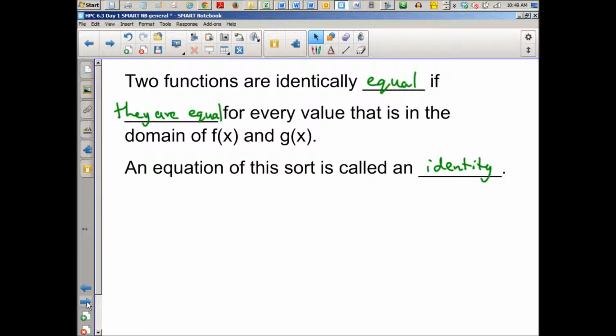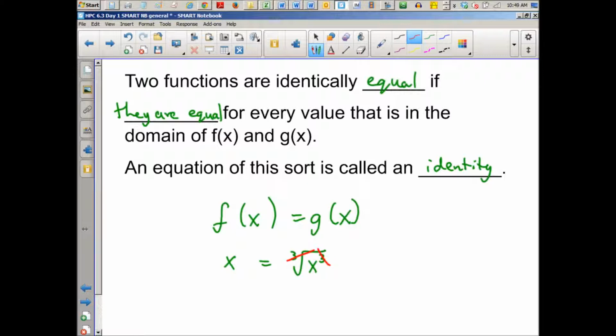Okay, so what we're talking about before I move the slide is, imagine you had something written like this. This would be called an identity, okay? It means that f of x and g of x are really the same function, even if they don't look like they are. Okay, for example, I might write x equals cube root of x cubed. Is this statement sometimes true, always true, or never true? Always. The statement is always true because the right side is just a messified version of the left side.